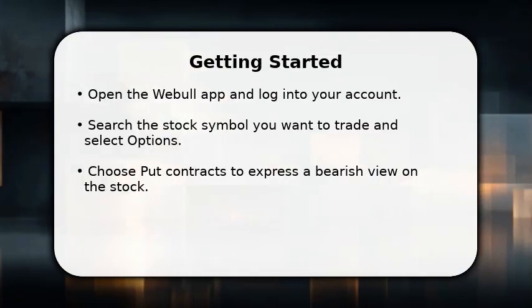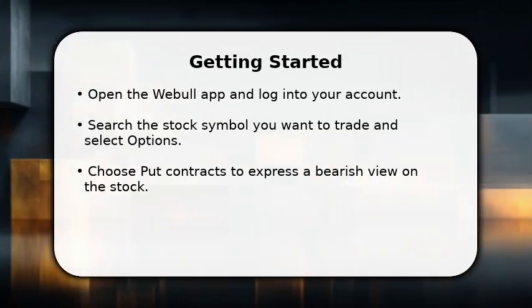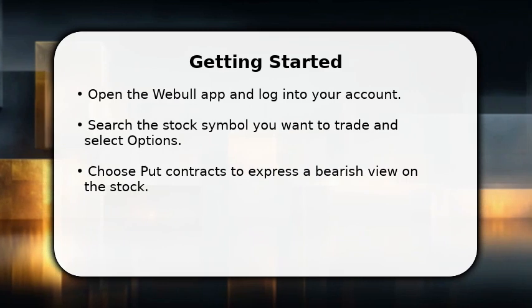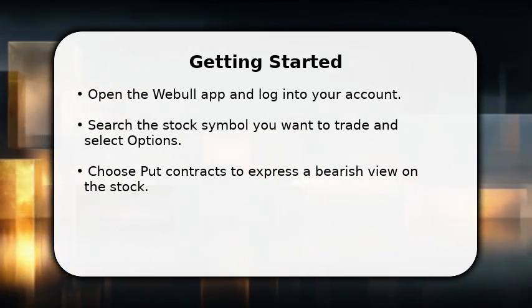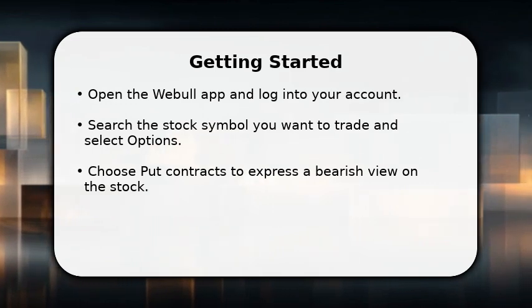In this video, I will explain how to buy put options on Webull. Open the Webull app and log into your account. Tap the search bar, find your ticker, and open the options chain. Filter by put contracts and review available strikes and expirations.